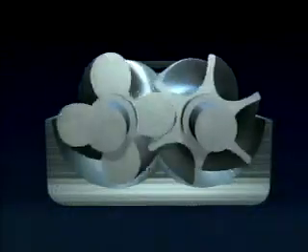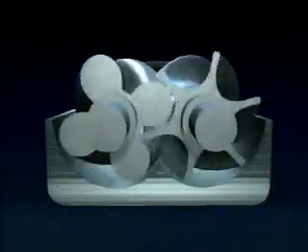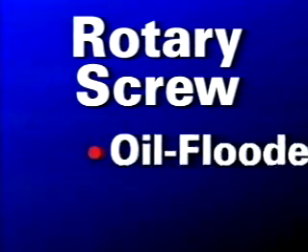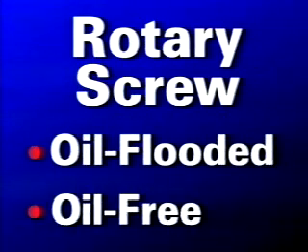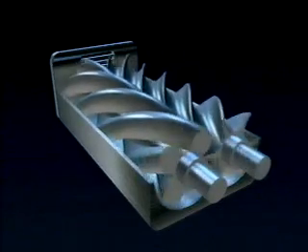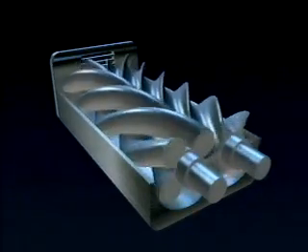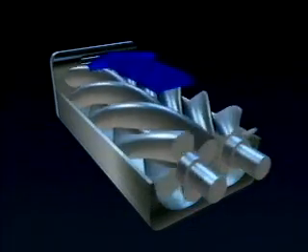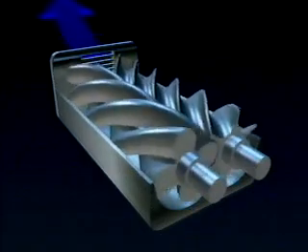Another popular type of positive displacement compressor is the rotary screw compressor. These compressors are either oil-flooded or oil-free. Regardless of which type you are dealing with, the basic operation is the same. A male rotor acts like a piston, pushing air along a female rotor, which is like the cylinder. Air is compressed against the end plate and exits through the discharge port.